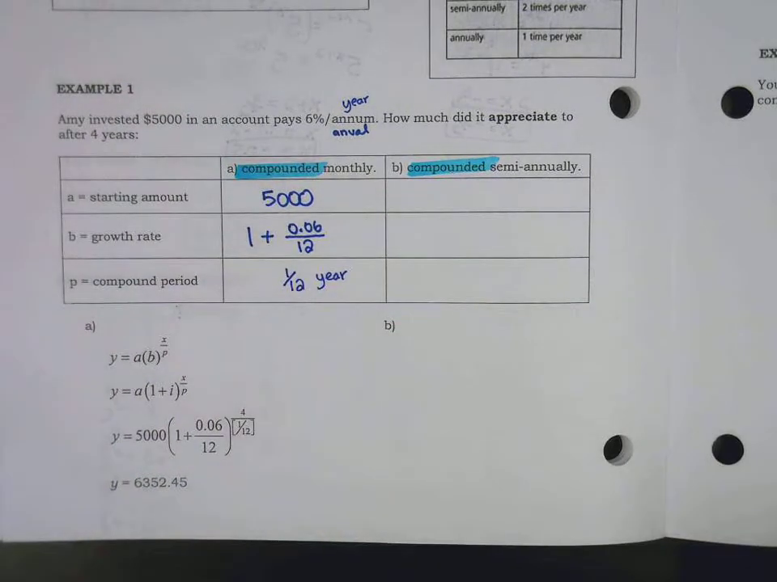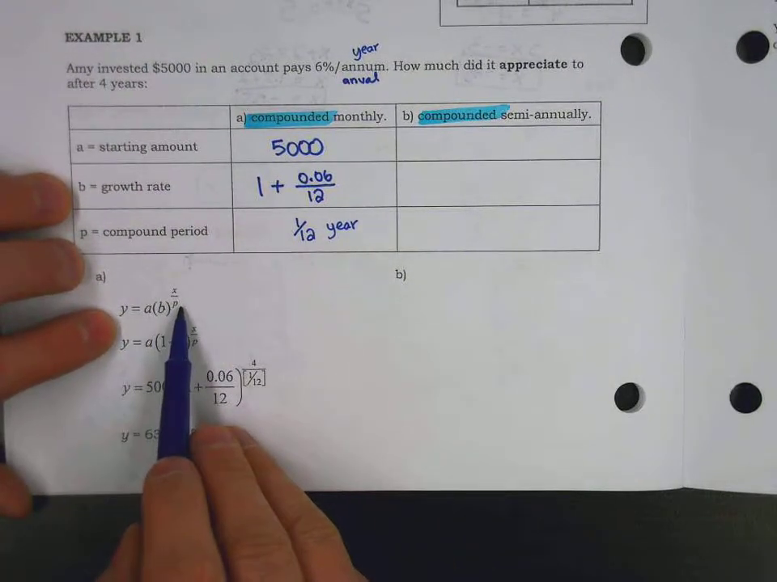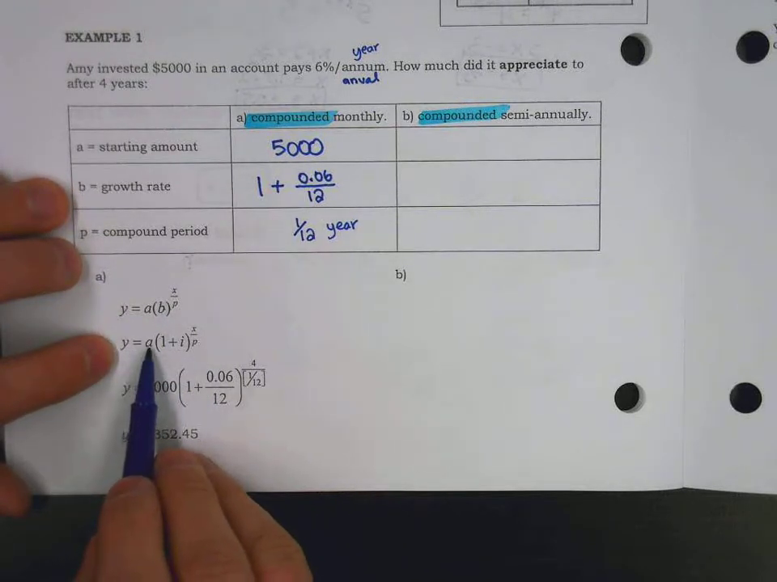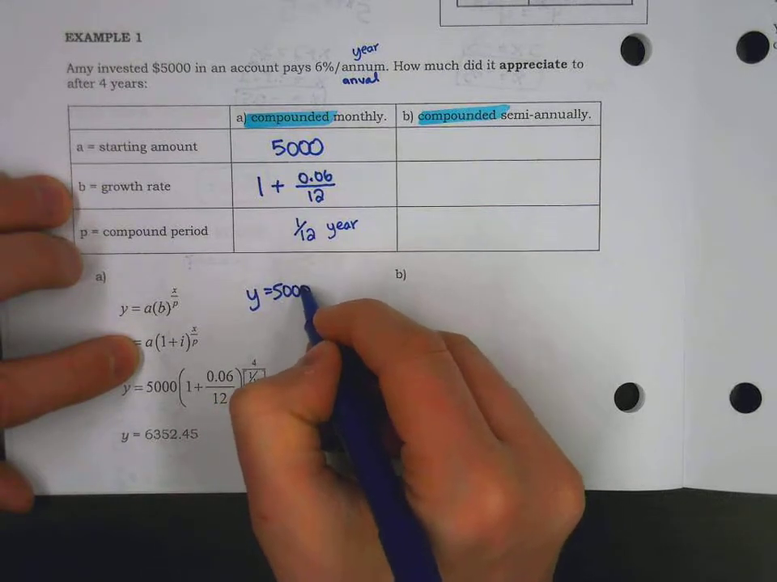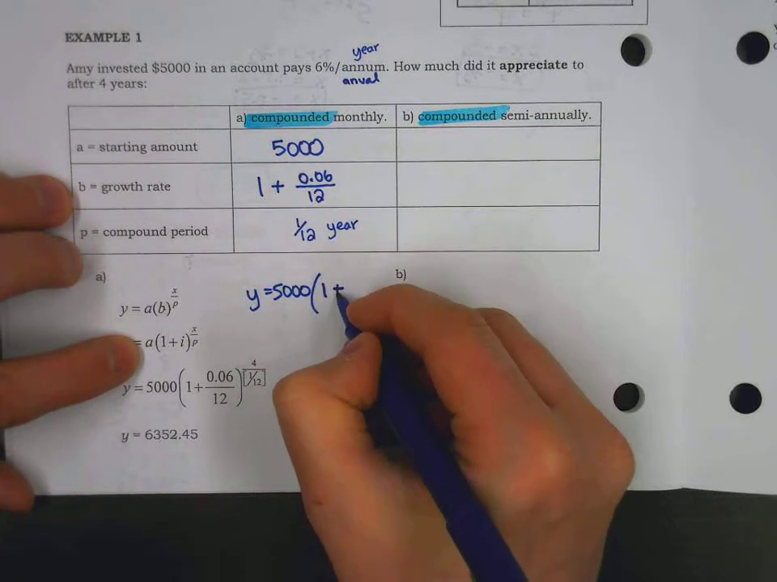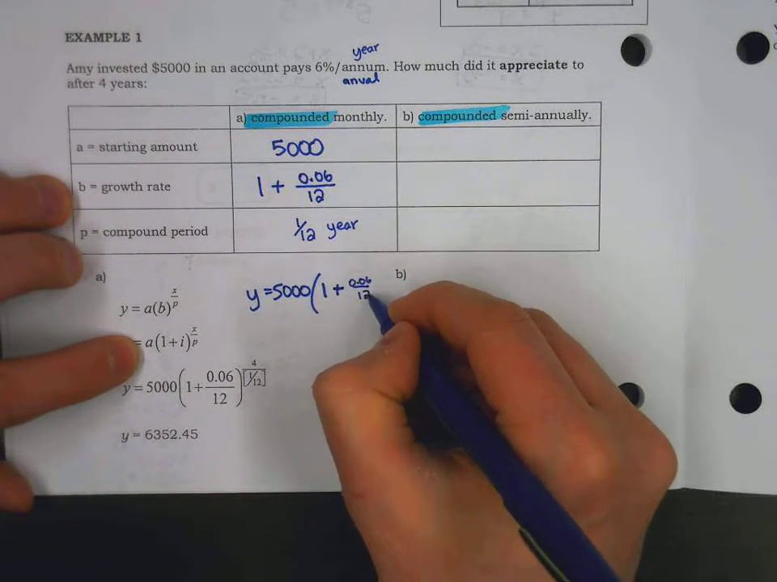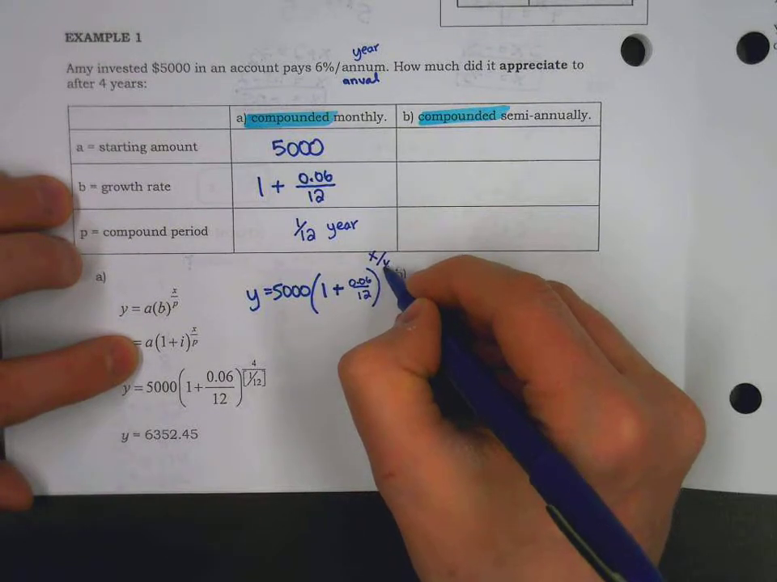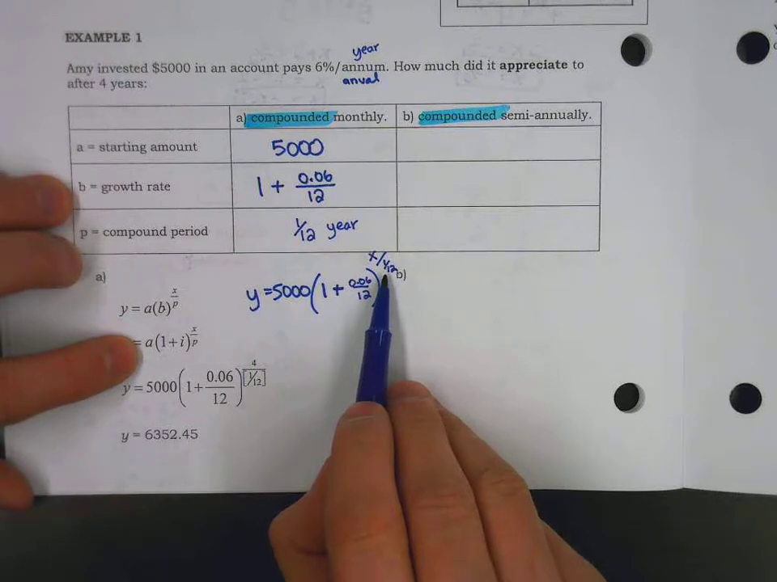That is super challenging, and so I understand that this feels a little bit weird. So as we look at our A B to the x over p formula on our formula sheet, we've got this starting value, starting at $5,000. We are growing by 6% divided by 12 to the power of x over 1/12 of a year. Notice that there's a fraction on the bottom.